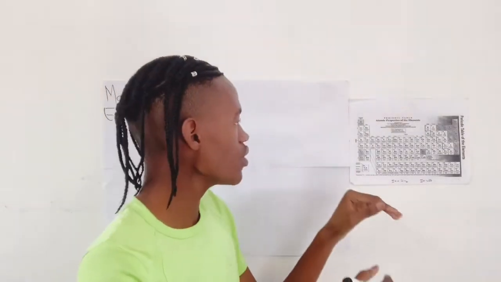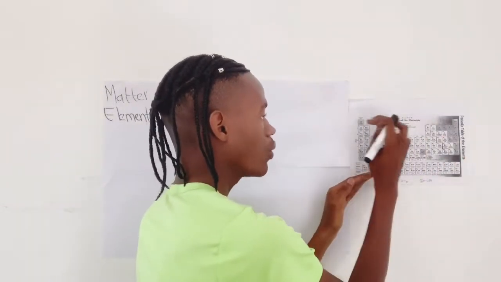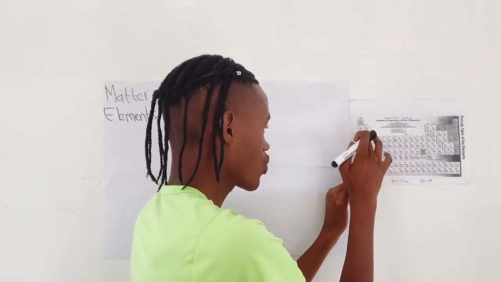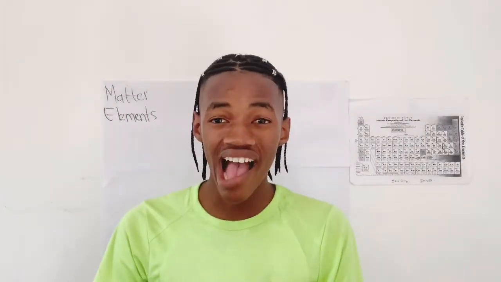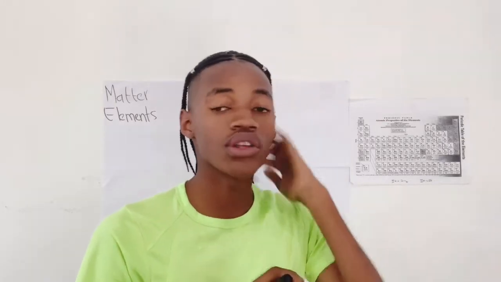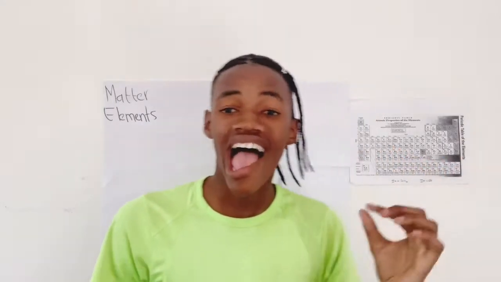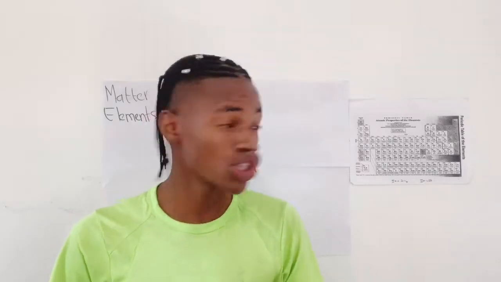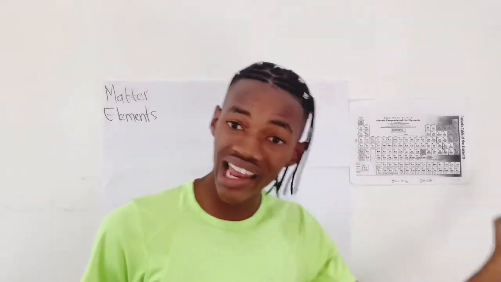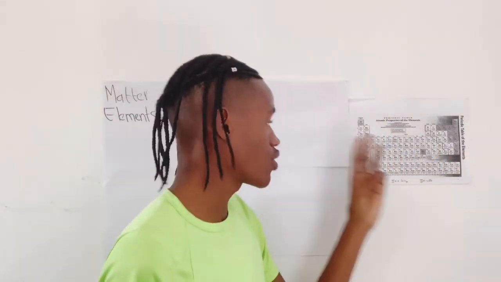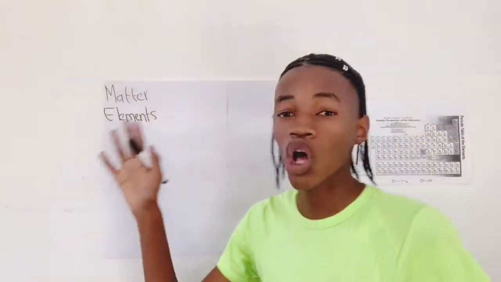Your periodic table will also have numbers 1, 2, 3, 4, 5, and those numbers separate the elements into periods. All elements in period 1 have the same number of electron shells, so period 1 elements have 1 electron shell, period 2 elements have 2 electron shells, and period 3 elements have 3 electron shells. We will get back into that later on in the video. I was just trying to explain the whole concept of an element.